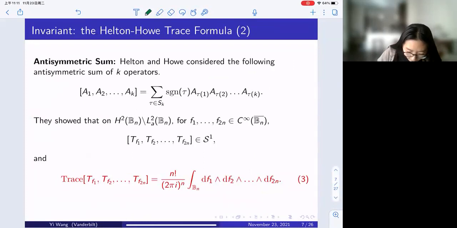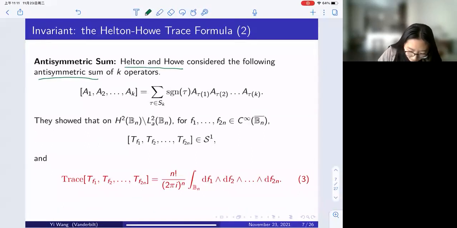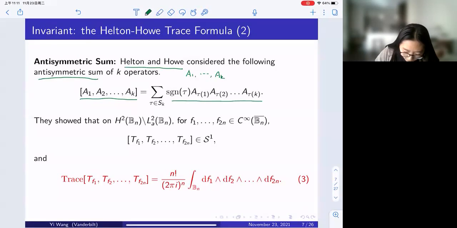So in a paper by Helton and Howe, they considered something like this. They first defined the so-called anti-symmetric sum, which is the following. If I have A1 to AK, which are K bounded linear operators on a Hilbert space, then you can consider this anti-symmetric sum to be just this, take the anti-symmetrization over the product of those operators. And in the case when K equals 2, then it is just the commutator itself. So it's a generalization of the commutator.